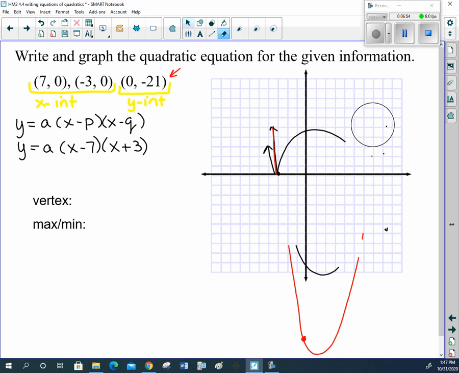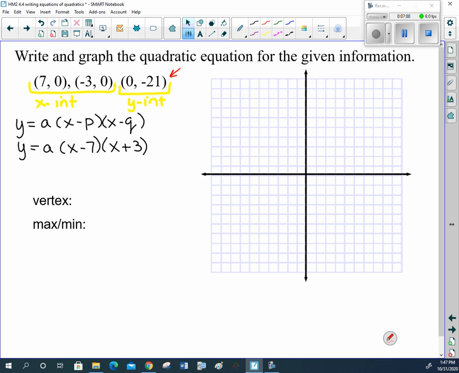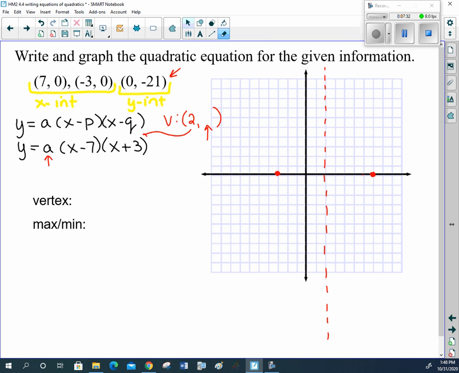The x-intercepts are kind of far apart, so we have a lot of ground to cover here. Let's put those x-intercepts back in: 7, 1, 2, 3, 4, 5, 6, 7, and negative 3. Your axis of symmetry is right here at 2. So I do know my vertex is 2 comma something, but unfortunately, normally we plug the 2 back into an equation. I cannot plug the 2 in over here on the left because I don't know what a is. It's not going to help me plug it in there. So I'm going to have to figure out what a is.